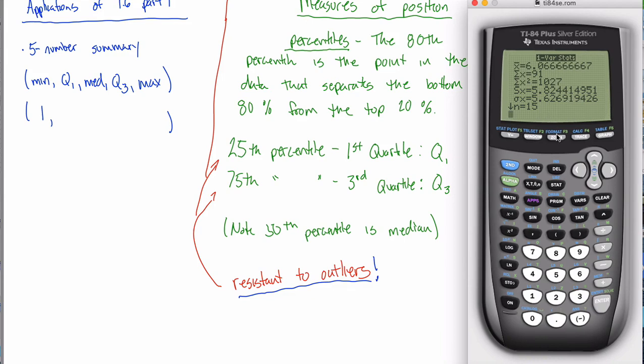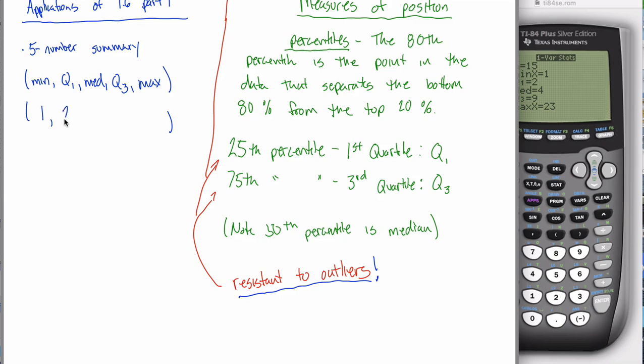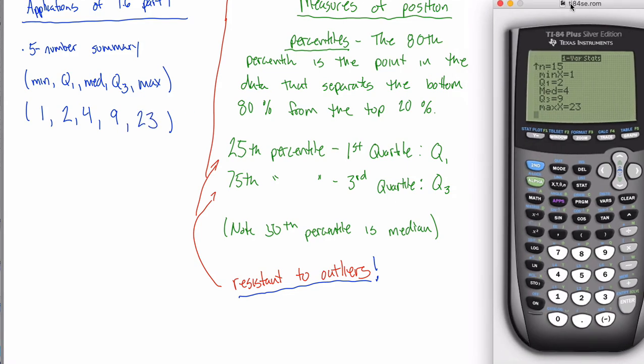That'd be great. If you scroll down a little bit, the last 5 numbers conveniently are exactly your 5-number summary. So the minimum value is 1, the first quartile is 2, the median is 4, the third quartile is 9, and the maximum value is 23. That's my 5-number summary.